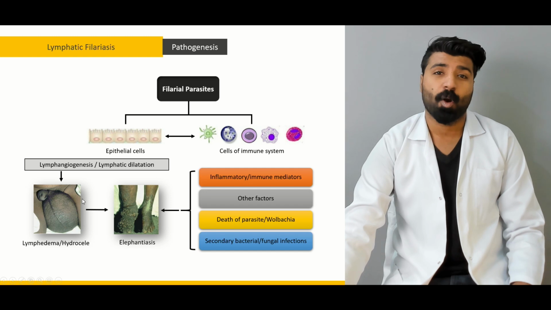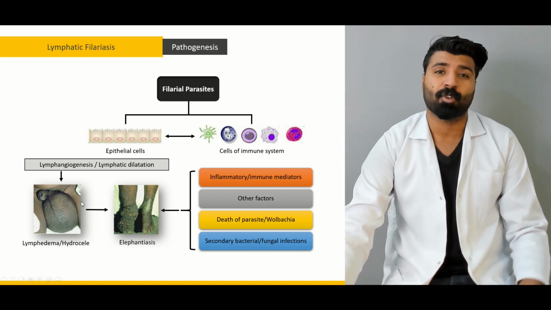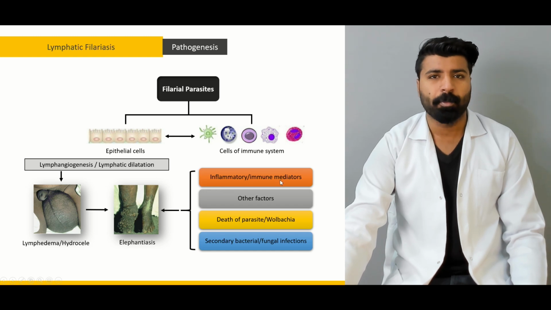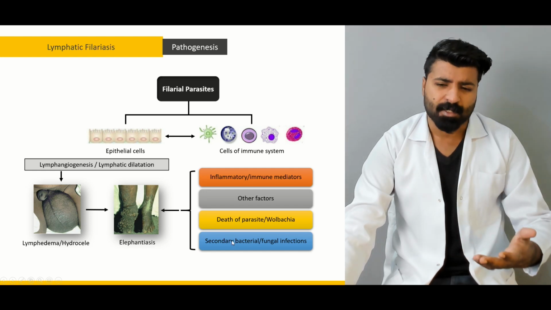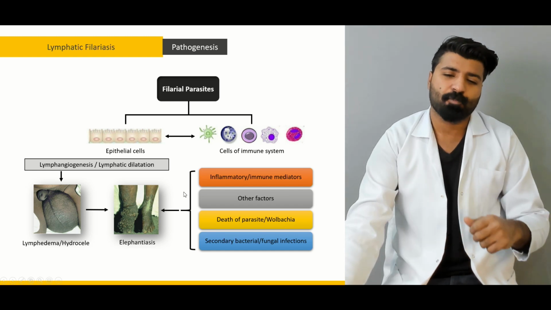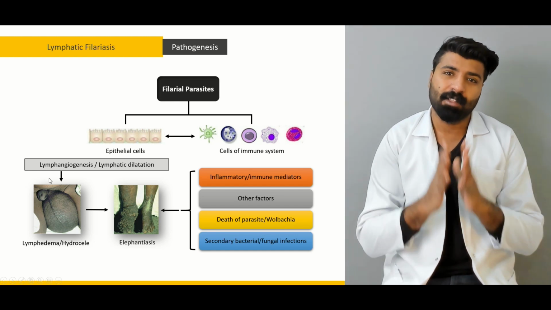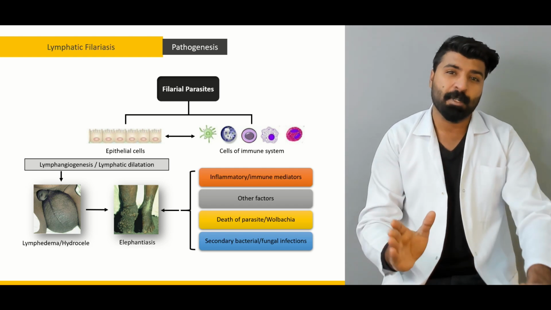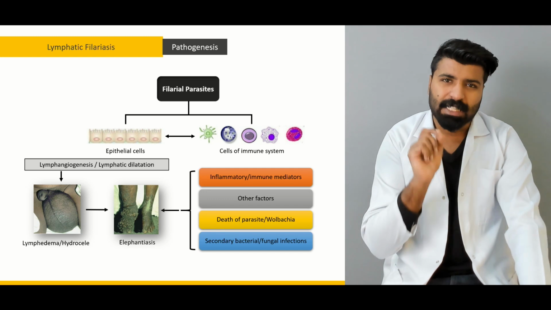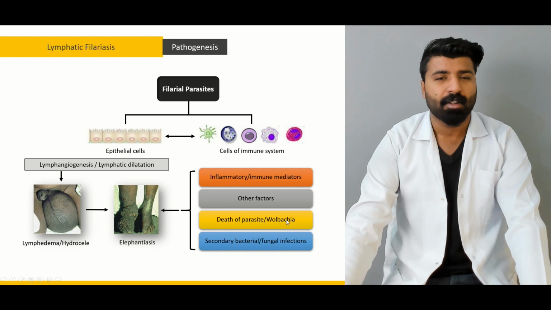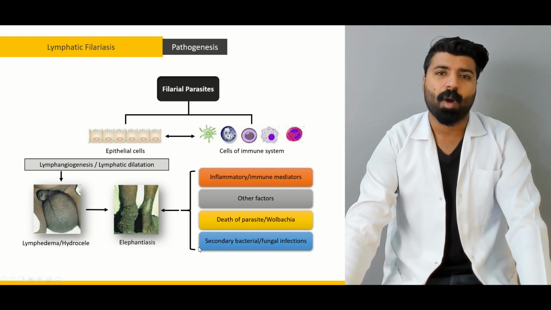Now, as we already have more inflammation, more inflammatory mediators and more immune mediators are being released, which are going to do what? Which are going to cause death of the parasite, Wolbachia. Now, the death of the parasite: we talked about that lymphatic dilation and lymphatic obstruction being caused by what? Dead parasites, right? So dead parasites, Wolbachia, are going to get accumulated, and next on what?